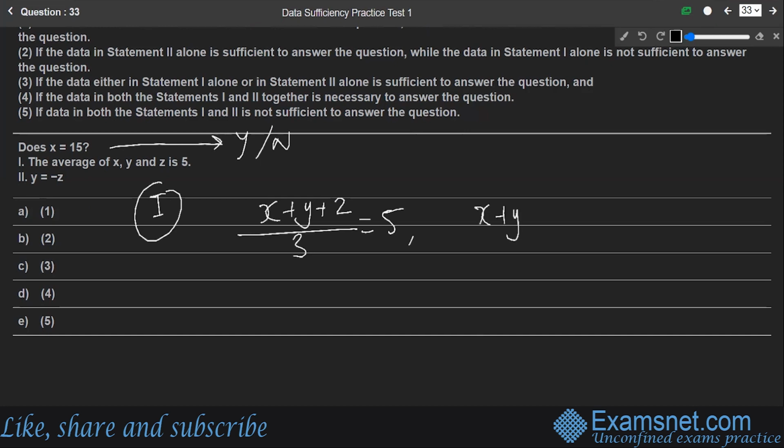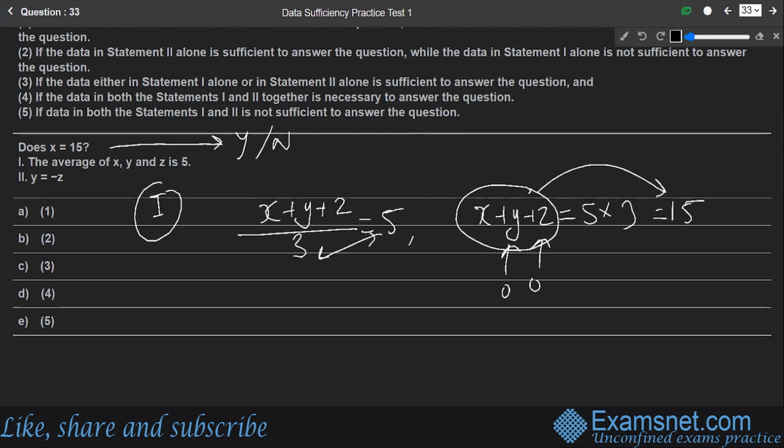So if we expand this, it becomes x plus y plus z is equal to 5 into 3, that is 15. So x plus y plus z value is coming out to be 15. Does x equal 15? Can we guess using this that x equals 15? x can be 15 when the y and z values are both 0. But x will not be 15 if y and z have some different values. So clearly the information provided in statement 1 is not sufficient to say whether x equals 15 or not. So first alone cannot answer the question. Let us check second. Second says y equals minus z. By just knowing y equals minus z, obviously we cannot answer whether x equals 15 or not. So second alone is not sufficient.